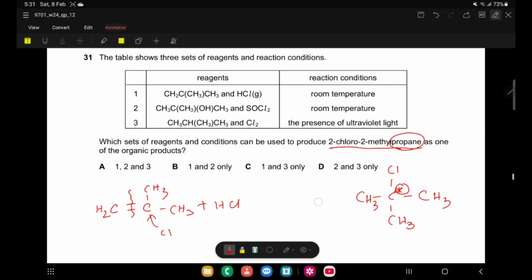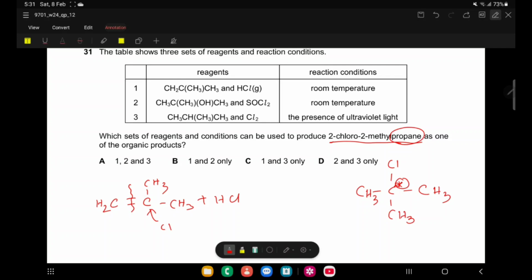Okay, the second one is CH3, CH3OH, CH3 with thionyl chloride. This will also react at room temperature. So this OH, so chlorine will displace this OH.